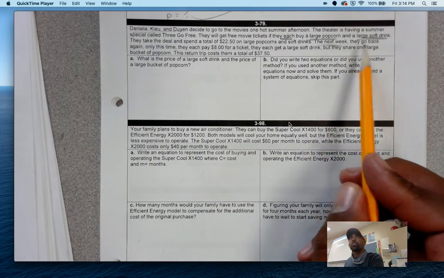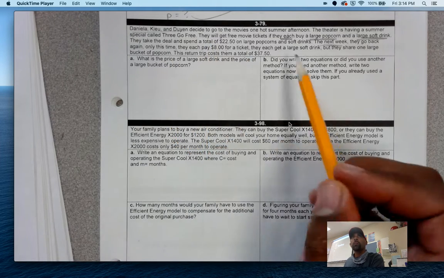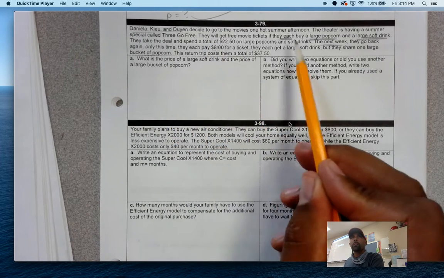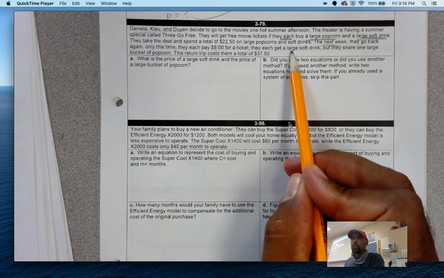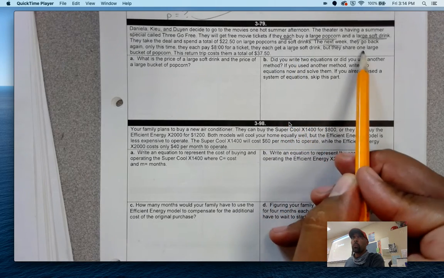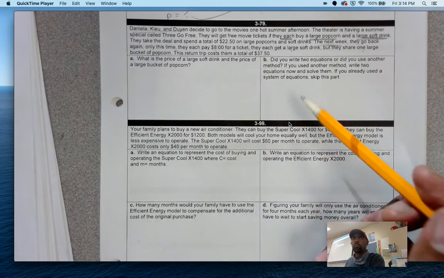Okay, but they share one large bucket of popcorn. So 3 tickets for $8, 3 drinks because they each got one, but then only 1 popcorn in this case. So let's write this out.